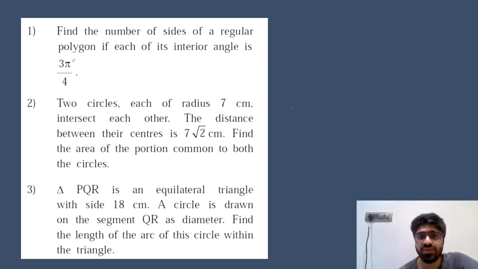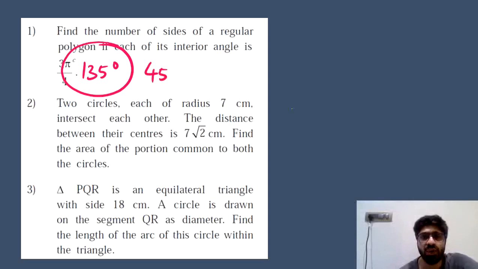Find the number of sides of a regular polygon if each of the interior angles has the measure of 3π/4. I am not very comfortable in dealing with radians, so I will prefer to convert it into degrees and then go ahead. Pi by 4 radians, I know that is 45 degrees, and 45 into 3 will give me 135 degrees. So that's the interior angle. So the exterior angle would be 180 minus 135, that is 45 degrees.